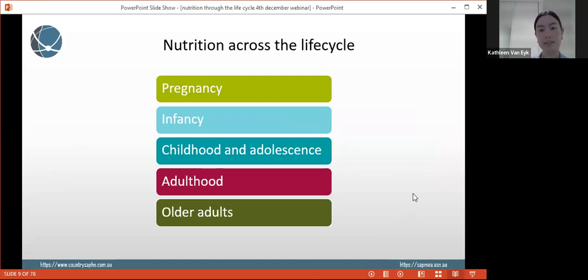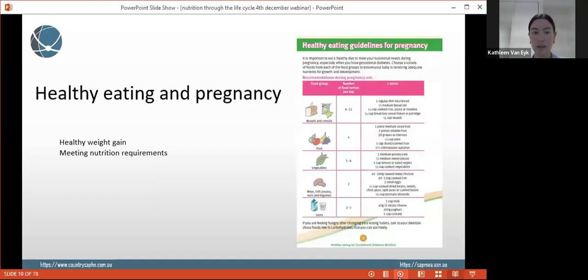Today we're going to be discussing a number of different topics. Firstly, pregnancy, then we're going to go into infancy, childhood and adolescence. Pregnancy, infancy and childhood are not our specialty, so we're going to be focusing a bit more of our time on adulthood and older adults. However, we're still going to touch on the basics of those first topics. I'm going to hand to Lauren now, who's going to start with pregnancy and infancy, and then I'll hop back on shortly.